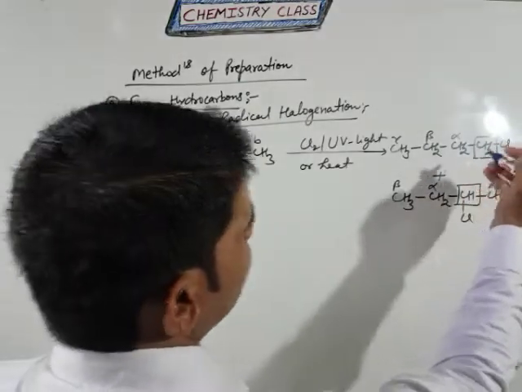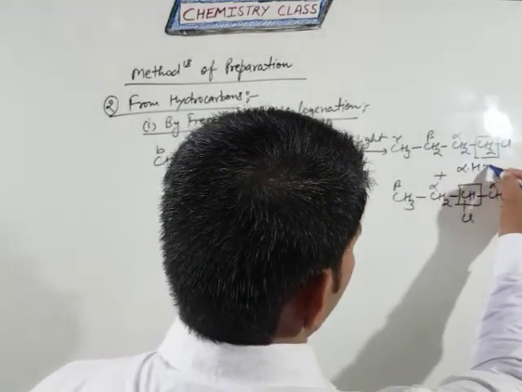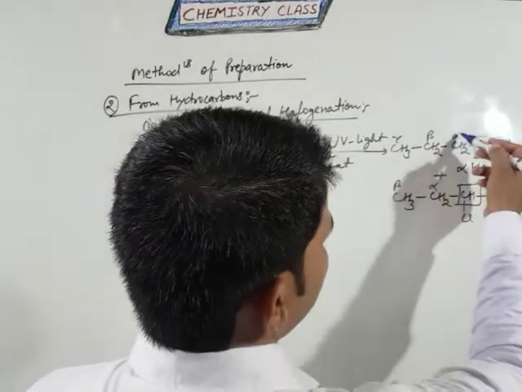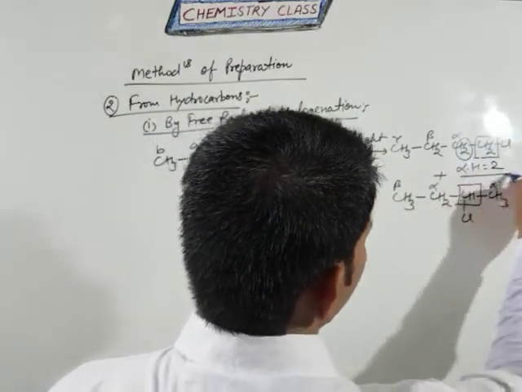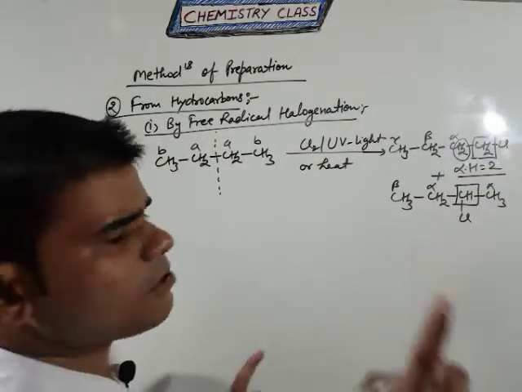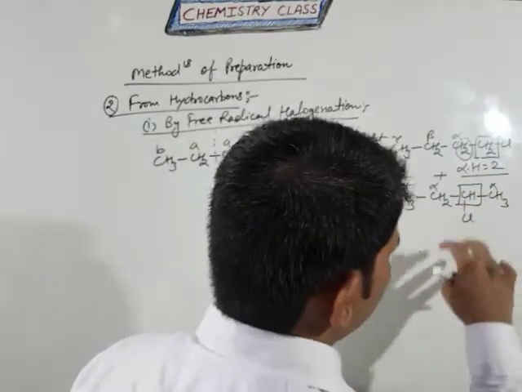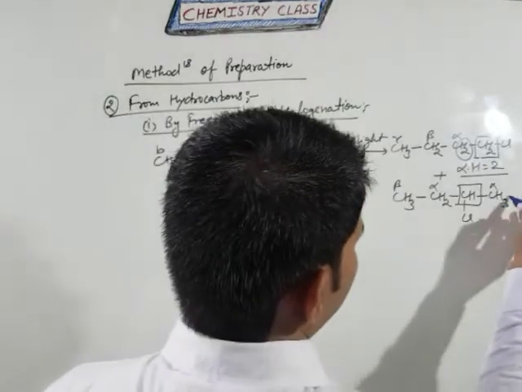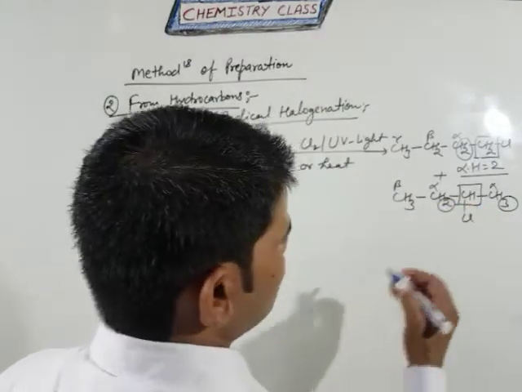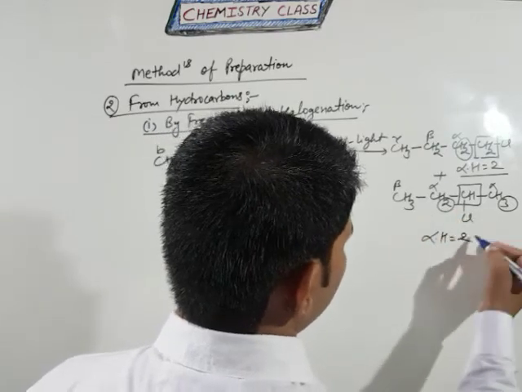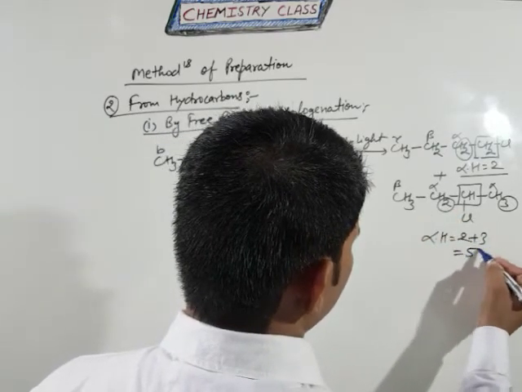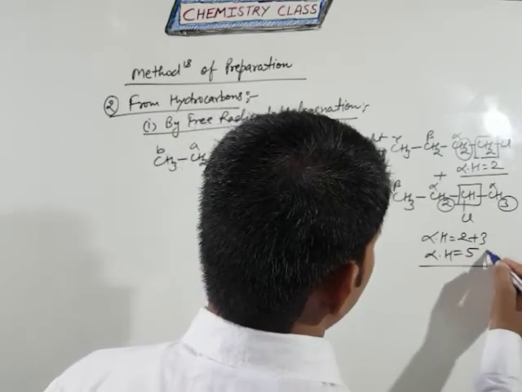So in this case, how many alpha hydrogens are there? This alpha carbon atom has only 2 hydrogens, so the alpha hydrogen count is 2 in the first product. But in the second case, if you add all the alpha hydrogens, that means here 2 and the second one is 3. So total is 5. So alpha hydrogen is 5.